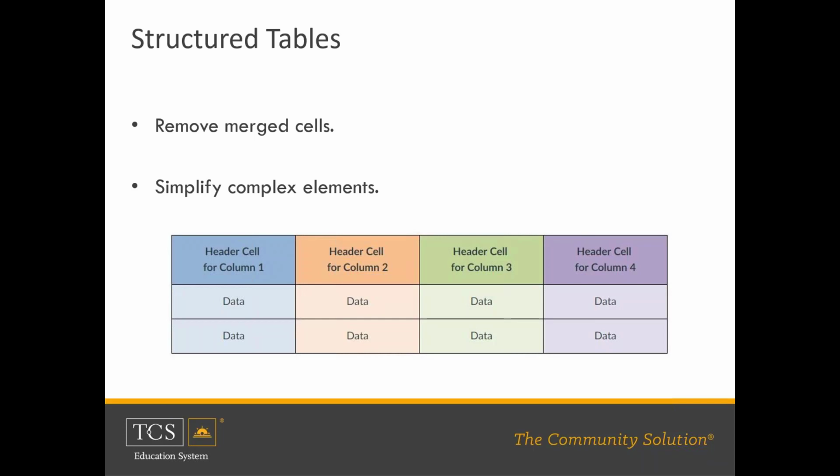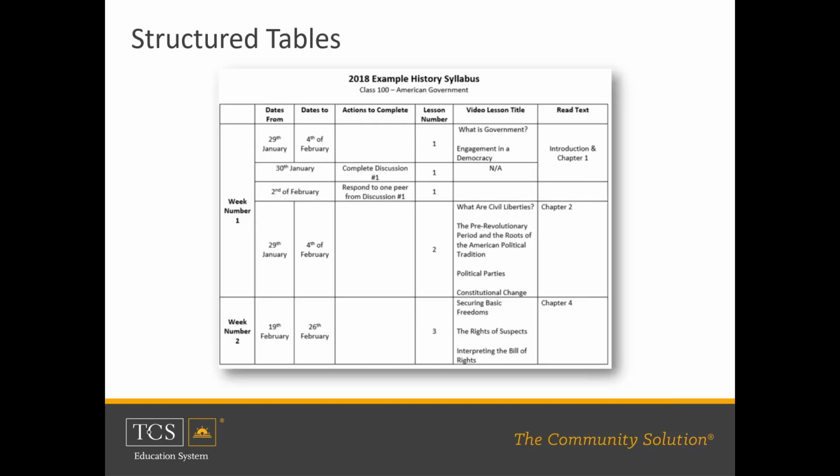Our next category is structured tables. So tables can be tricky for screen readers, especially if a table has merged cells or any complex elements within it. Generally speaking, if you can tab through a table in your document from left to right and row by row, a screen reader shouldn't have any trouble with it. So the table that you see here on screen is an example of an accessible table. It has a clearly defined header row, and I'll go ahead and provide a few more examples.